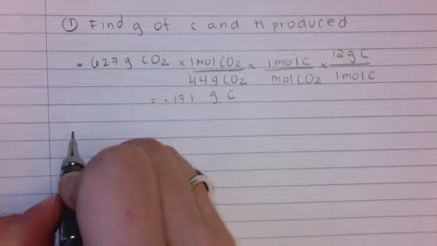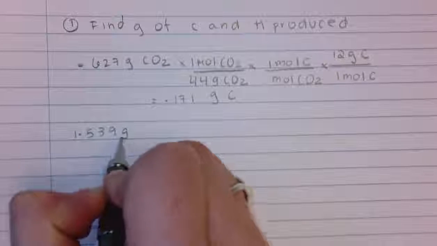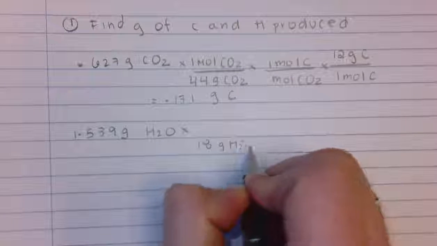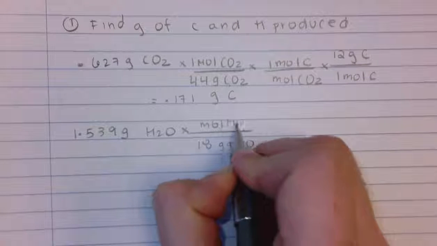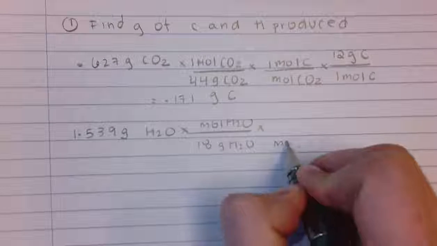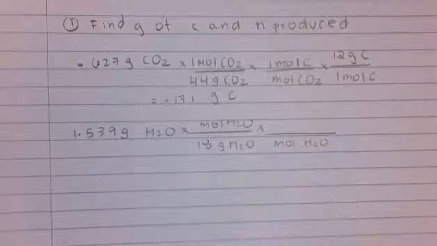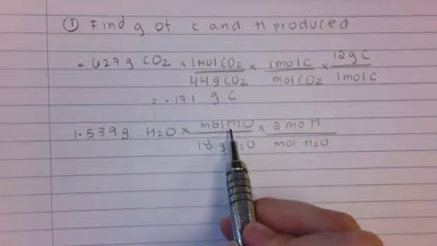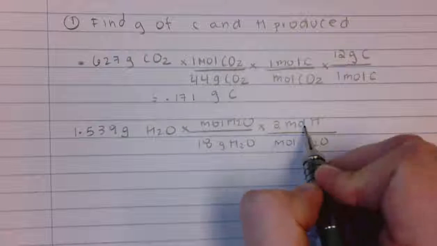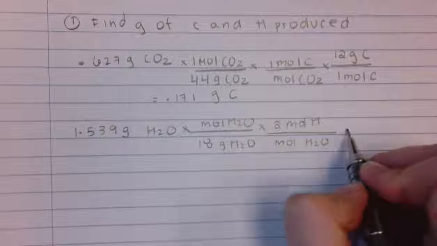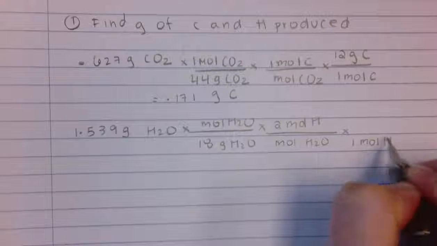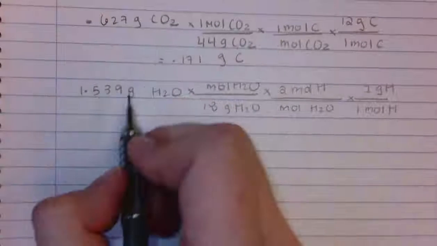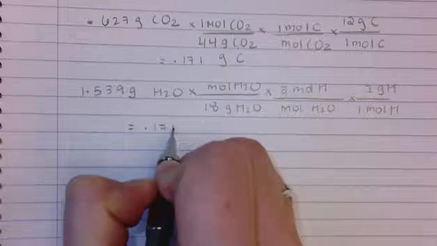So starting with 1.539 grams of water, we can convert from grams of water to moles. And then in a similar way, for every mole of water, we have 2 moles of hydrogen, just based on looking at this molecular formula. And then I want to go back to grams, so I use the molar mass. For 1 mole of hydrogen, I have 1 gram of hydrogen. So I end up getting that we also have 0.171 grams of hydrogen.